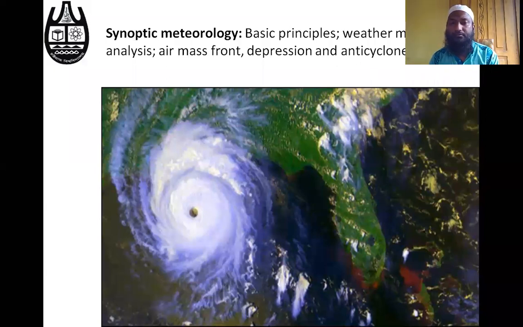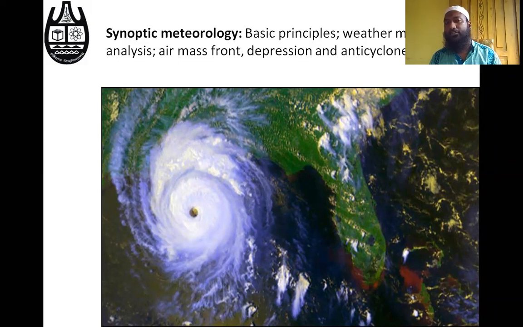Later in this chapter, we'll also discuss a few disaster phenomena of our atmospheric science, such as cyclones, that means depressions, and anticyclones. We are also going to discuss tornadoes, and some sources of rainfall which are characterized by electric convection. So all these things we are going to discuss under this synoptic meteorology.